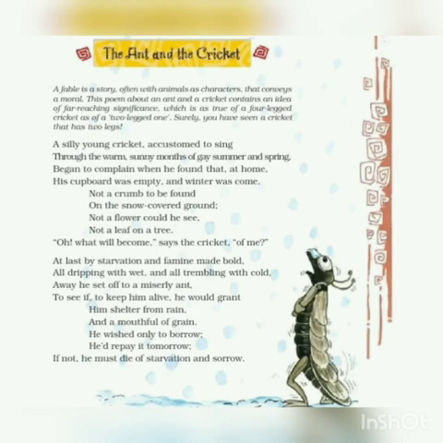Not a crumb to be found on the snow covered ground. Not a flower could he see, not a leaf on a tree. Oh, what will become, says the cricket, of me? In this stanza, the poet says that winter had come and the silly cricket was very worried and the ground was covered with snow. There was not a bit of food, flower or a leaf on any tree that one could eat. The cricket was worried and alarmed about his survival. He had no stored food for the harsh season.